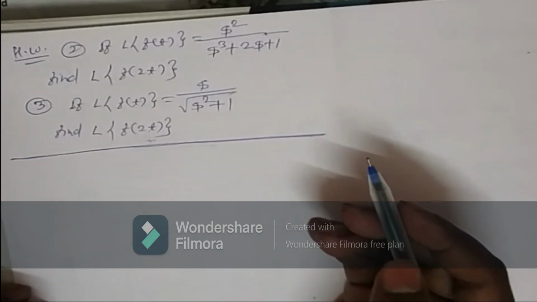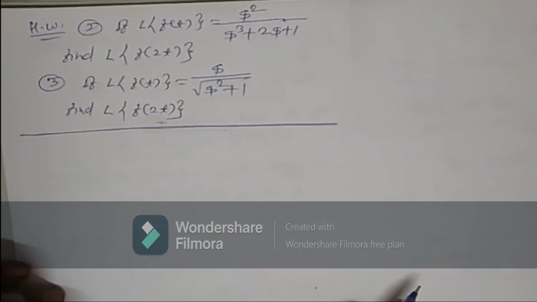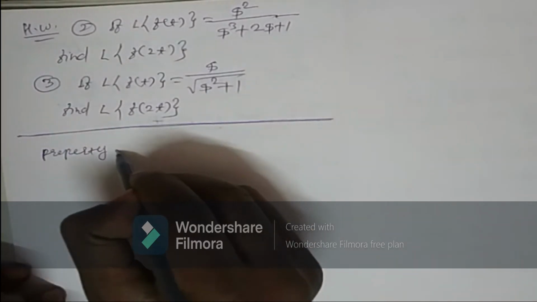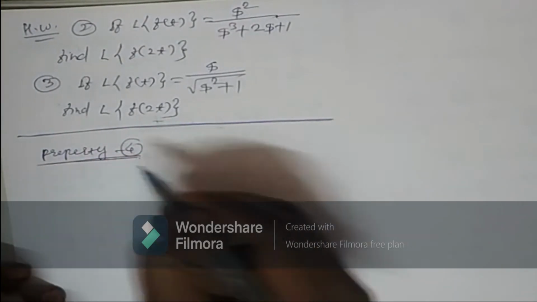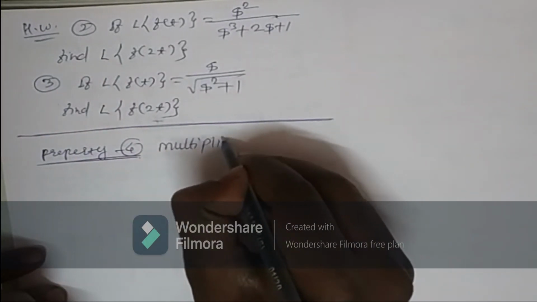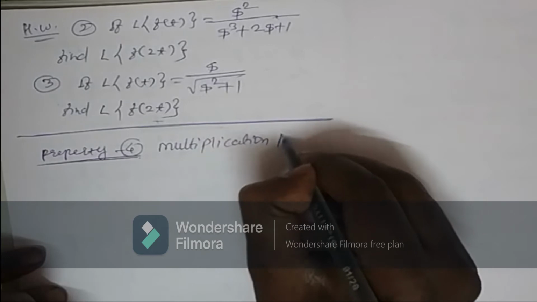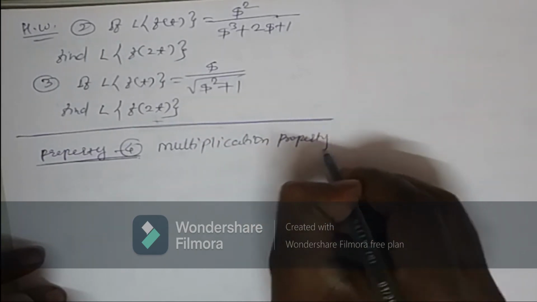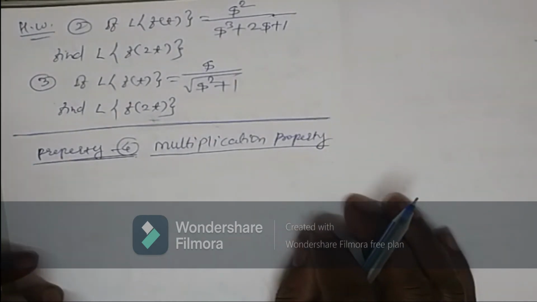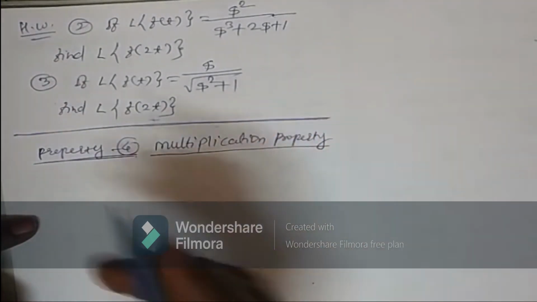Now let us start the next important property, that is property number 4. This is a very important property, known as the multiplication property. So what is this multiplication property? Let us see.